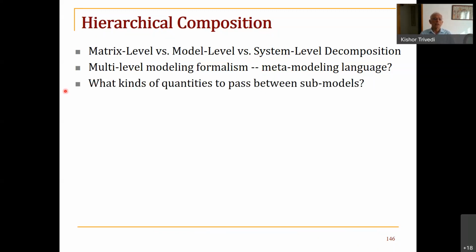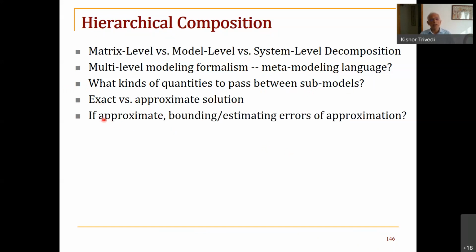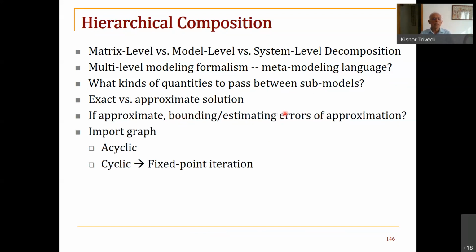And the other questions that need to be addressed are what kind of quantities can be passed from one submodel to another. And by doing this hierarchy, are we getting an exact answer or an approximate answer? It depends. And if it is an approximate answer, can we bound or estimate the errors of approximation? There are some papers that deal with this, but a lot more work is necessary. But now the final question is, the import graph once developed, is it acyclic or not acyclic?